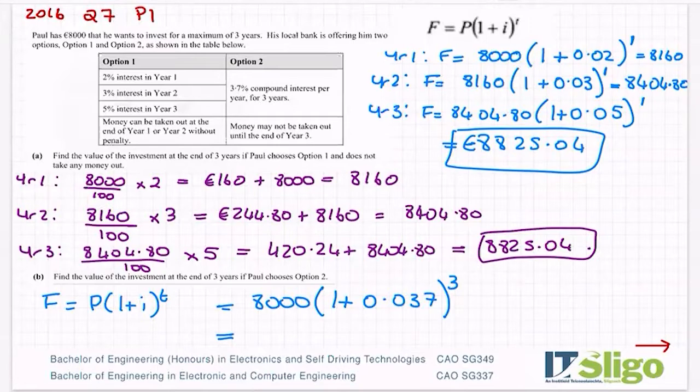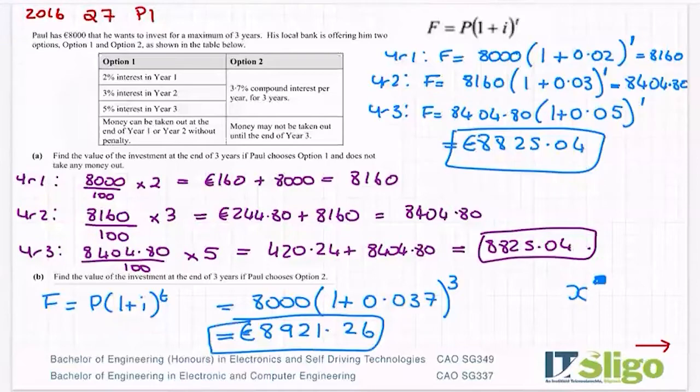To the power of 3. And to get that power of 3 in, you can always use that button there. It's just in the center, and it'll allow you to put it in. And if I hit equals, I'm getting 8921.26 euros, always round to 2 decimal places. Okay, so then you might ask yourself, well, which one is better? Well, B looks better because you've earned more money.